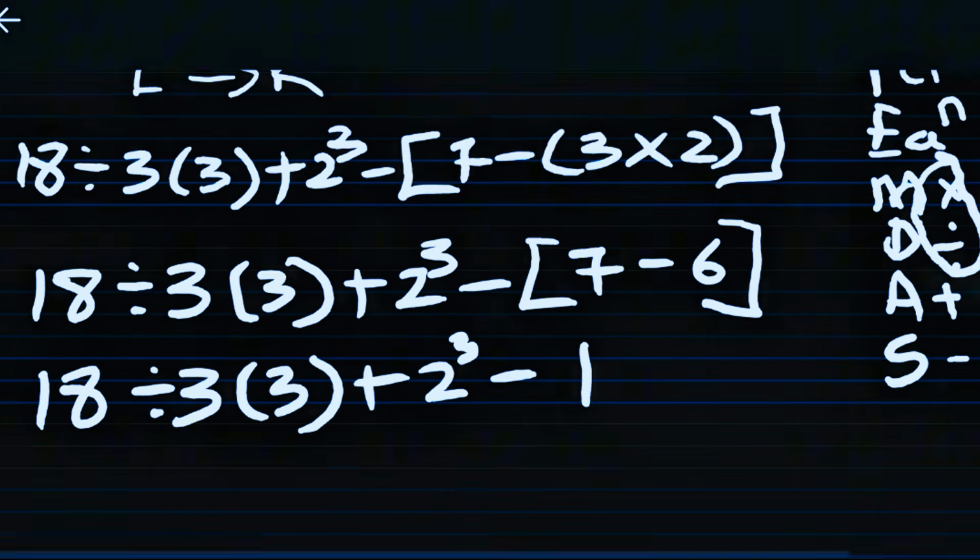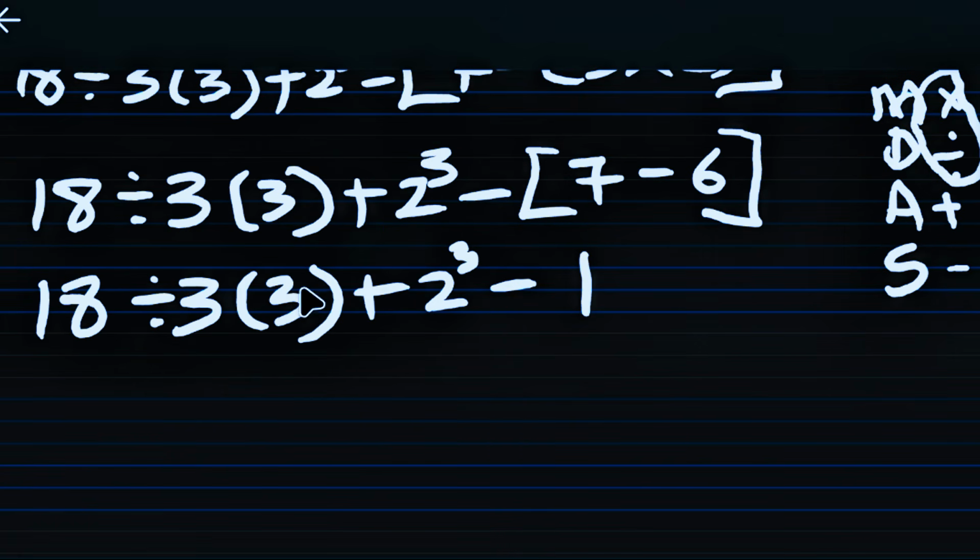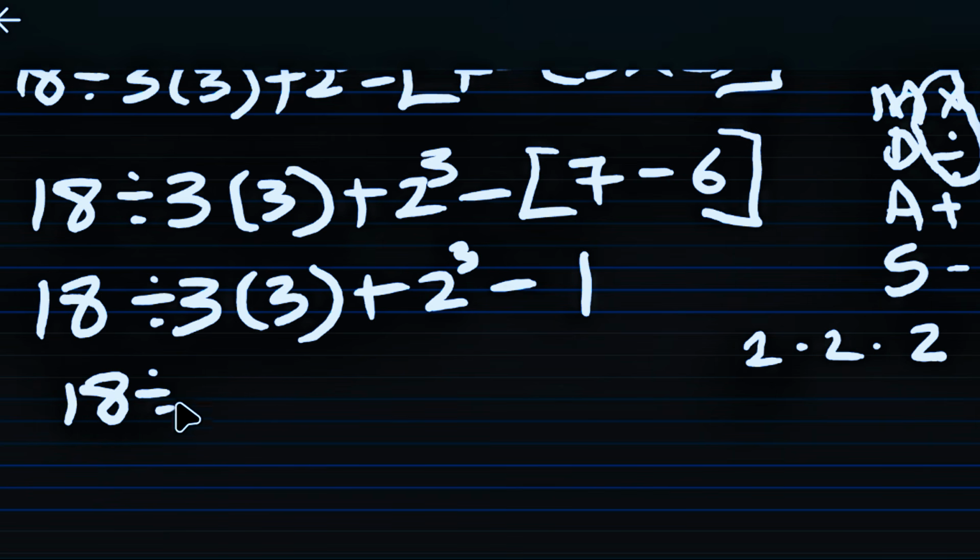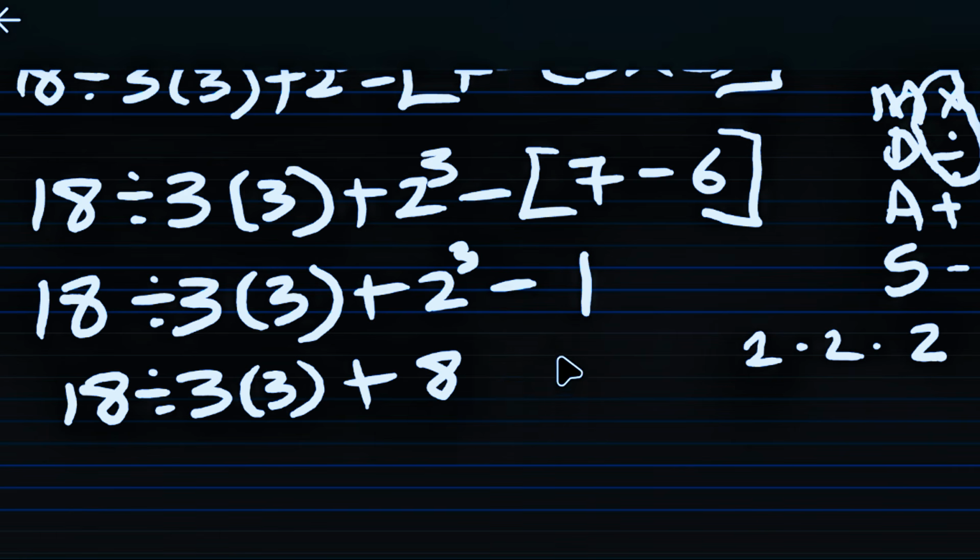From here, we are going to attend to this exponent next, because according to the order of operation, after parentheses comes exponent. Let's take note of this. This is 2 cubed, which is 2 times 2 times 2. So we have 18 divided by 3 multiplied by 3, then plus 2 multiplied by 2 equals 4, 4 multiplied by 2 equals 8. So 2 cubed equals 8, minus 1.